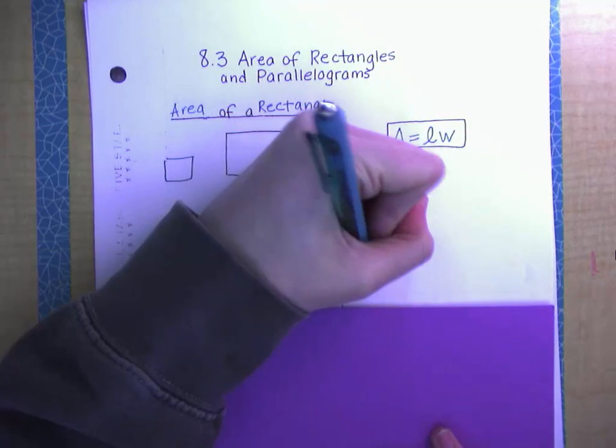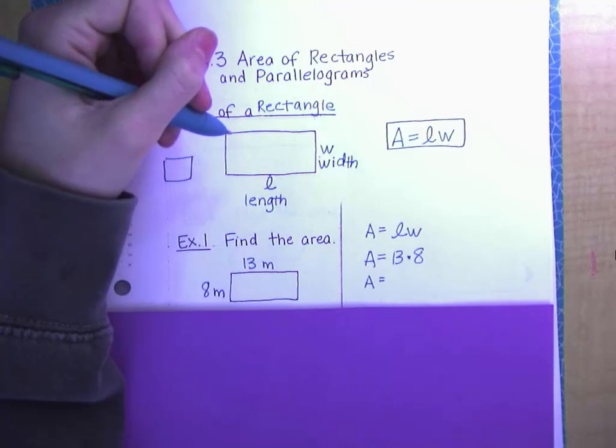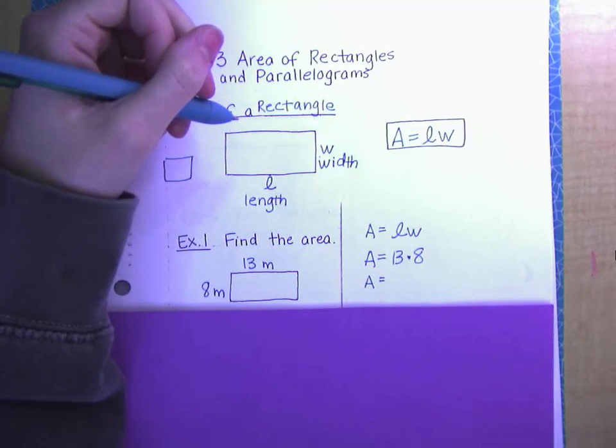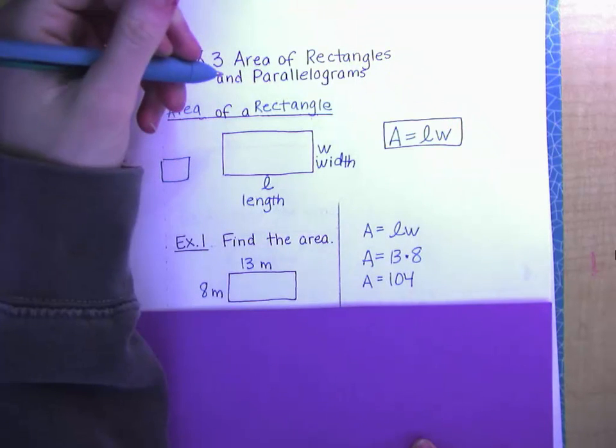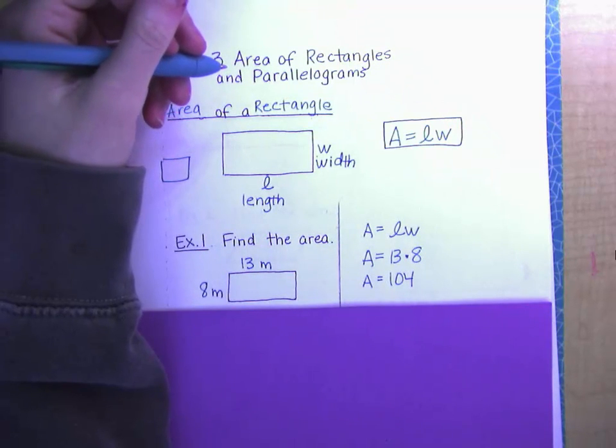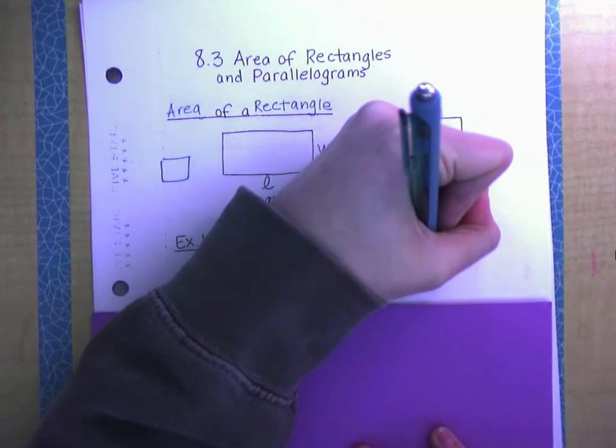And then all I have to do is multiply them together. So in your calculator, you would plug in 13 times 8. And you should get 104. But remember, we've got to include our units. Okay, so it's 104 meters.